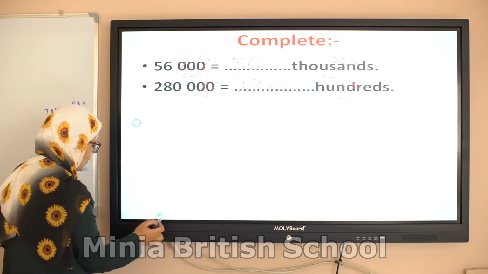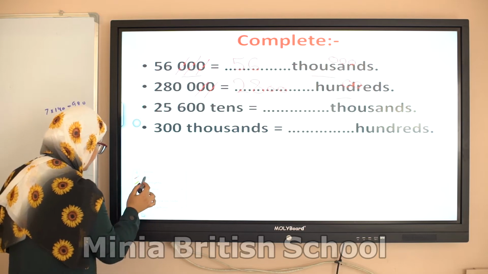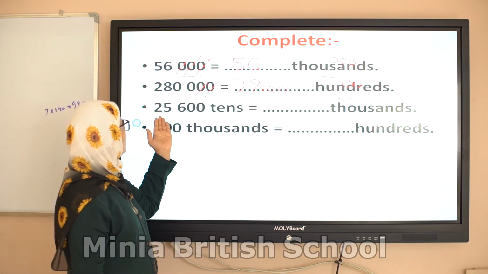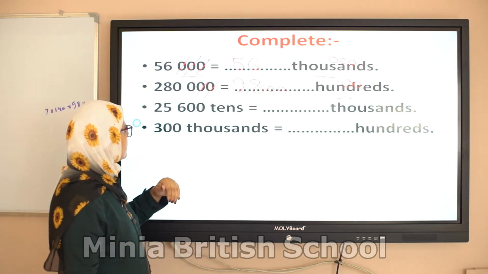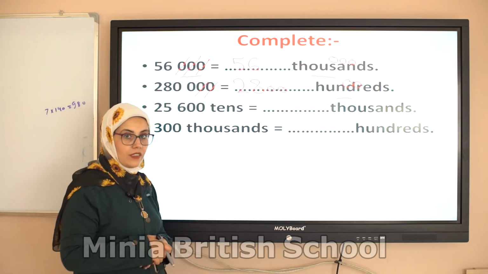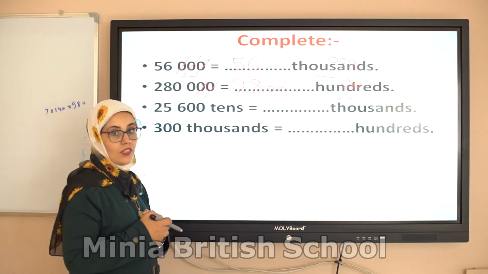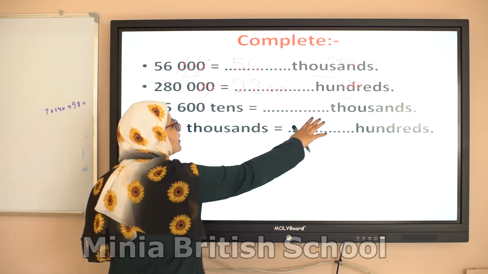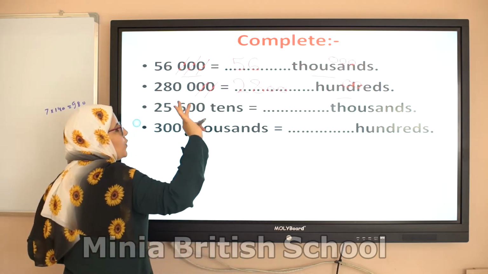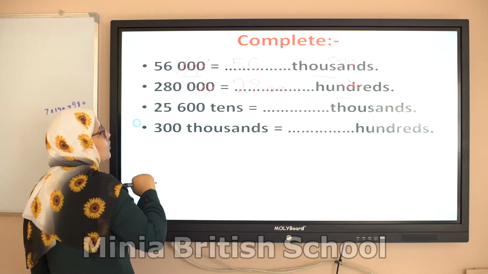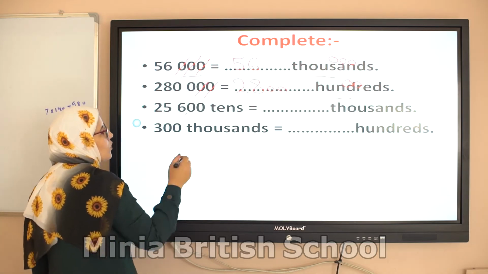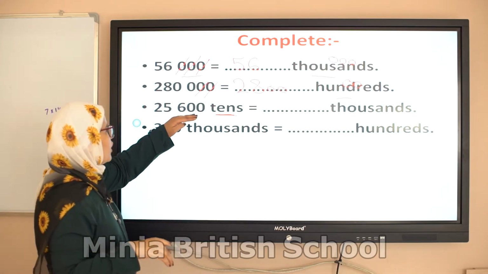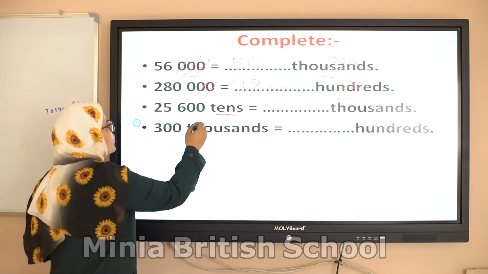Again, another type. Now we have 25,600 tens, but the tens here are in the same side. That means I will cancel 0? No. The 1,000 is here on the other side. 1,000 means how many zeros? 3 zeros. So I will cancel 3 zeros from here. But here I don't have 3 zeros. What will I do? Here actually I have tens, and tens are in the same side.